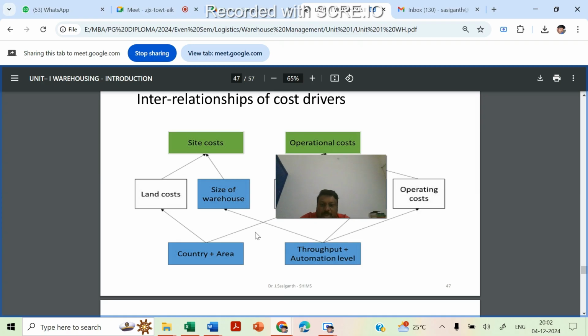So this is how you need to map and you need to learn: site cost, operation cost altogether. Then you have your throughput plus your automation level. Definitely you need to see both your site cost and your operation cost. So this is an interrelationship of cost drivers.